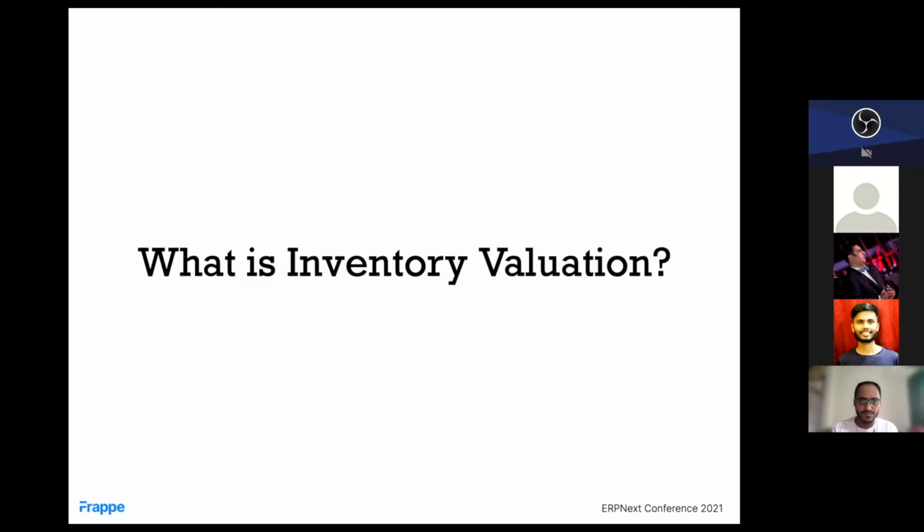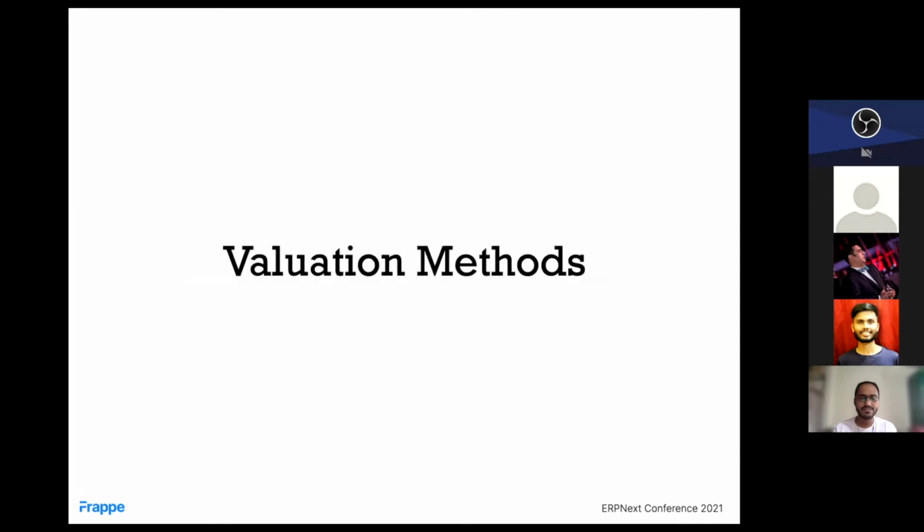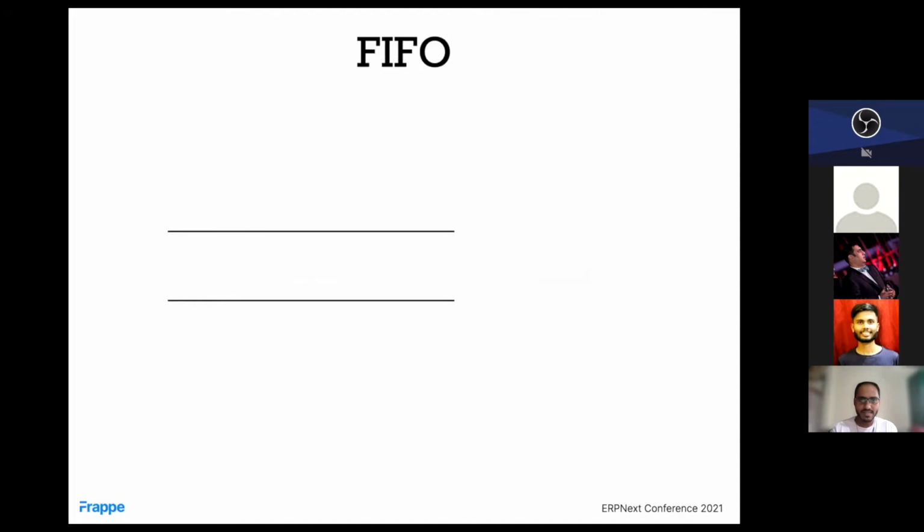Now next, there are basically three different types of valuation methods. First is FIFO, then LIFO, and moving average. All these methods are standard methods, and we use them across all the countries. So let's start with the FIFO method. We'll try to explain all these methods using some examples.